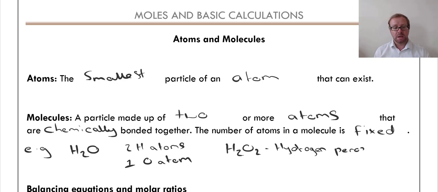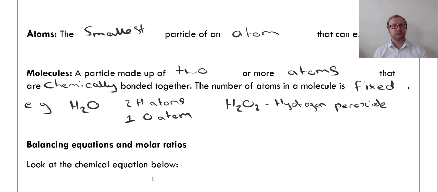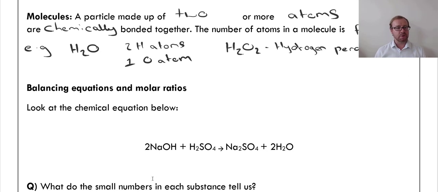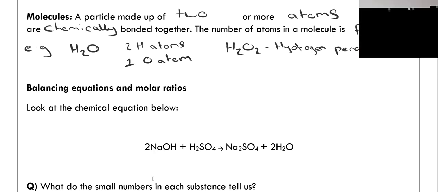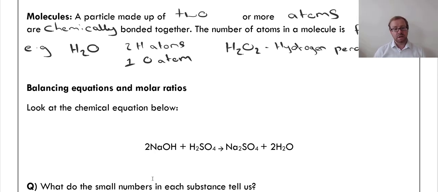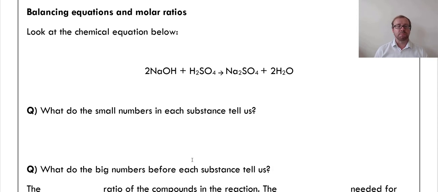Okay. Right, so moving on. Balancing equations and molar ratios. Let's have a look at this chemical equation below. So we have 2 sodium hydroxide plus H2SO4, which is sulfuric acid, forms sodium sulfate and 2H2O. Okay, so we've got some numbers here. We have some big numbers and we have some small numbers. So what do the small numbers in each substance tell us? What do you think they are?